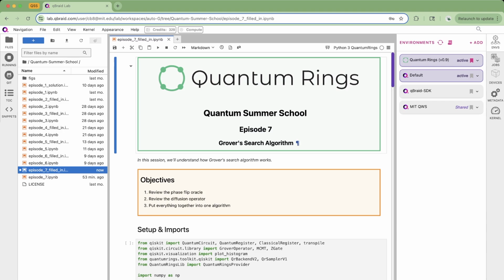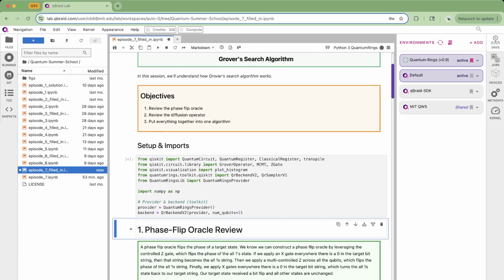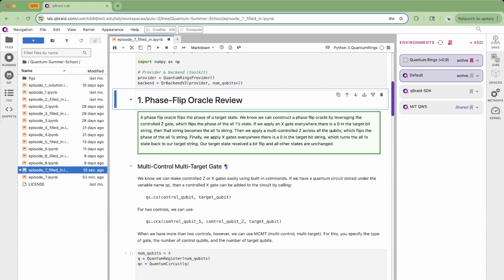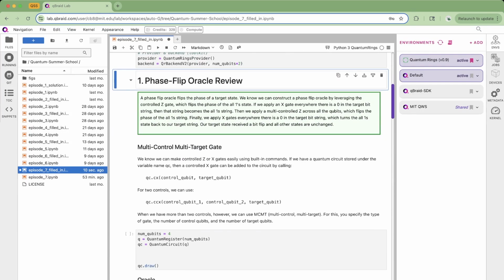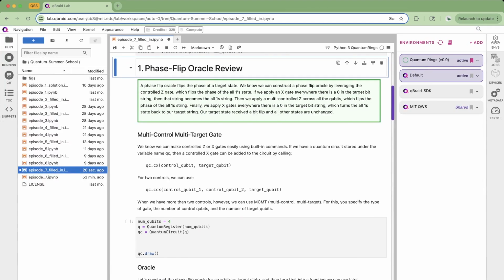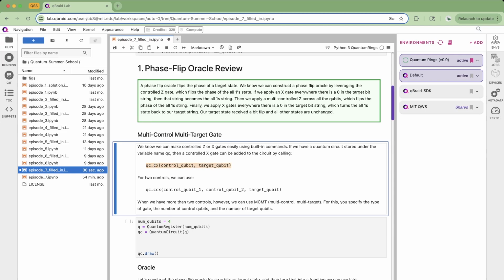Now let's move over to the coding notebook. First, run the first cell to import all the libraries that we need. And then let's talk about the phase flip oracle. So we know that the phase flip oracle flips the phase of our target state. And in terms of coding this up, we've encountered before the controlled X gate and double controlled X gate, which is the Toffoli gate. You can do the same thing with the Z gate. So we have like CZ or CCZ. These are commands that we've encountered before, but now we're going to potentially have many controls.